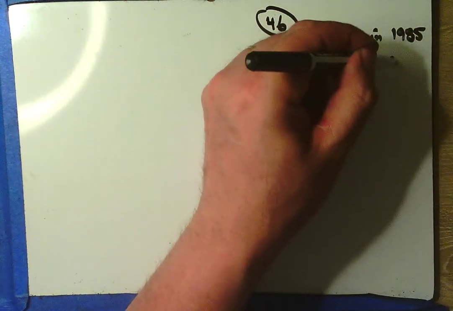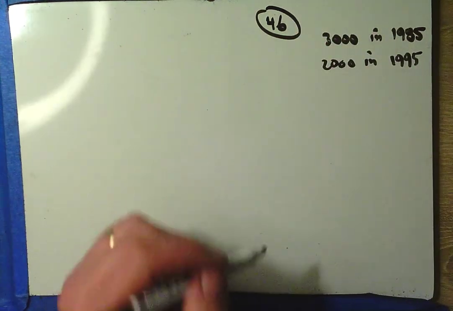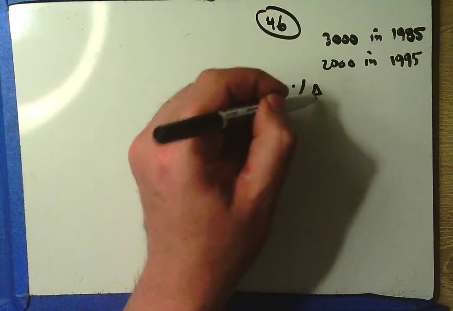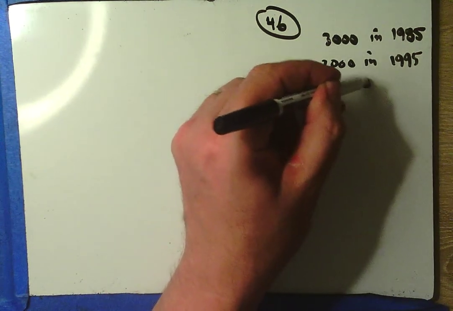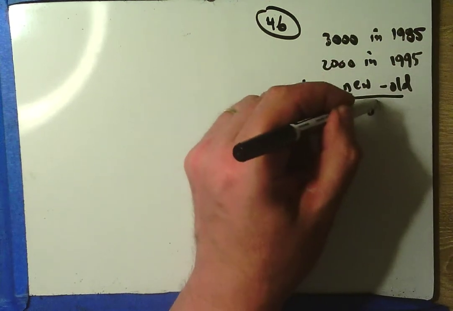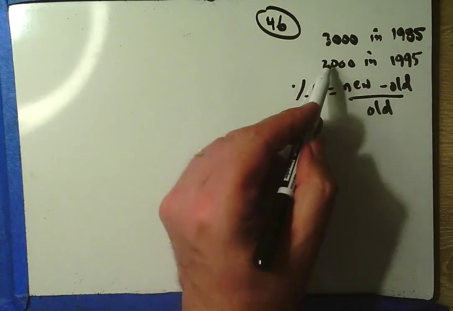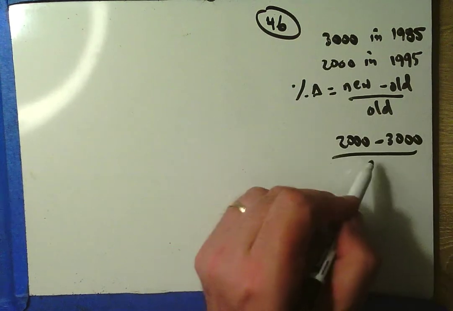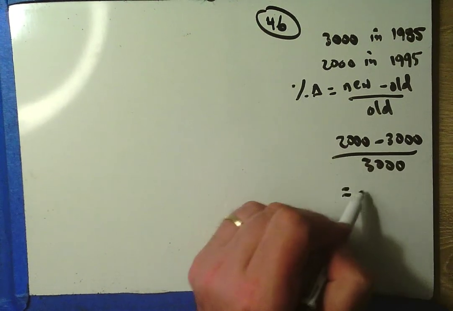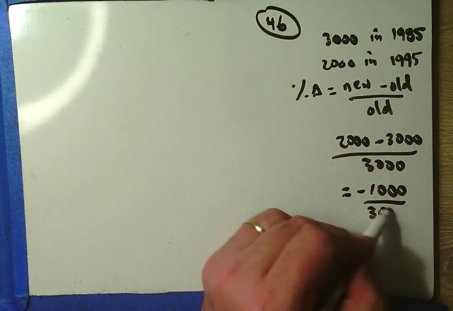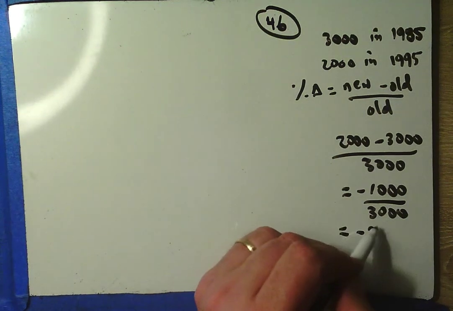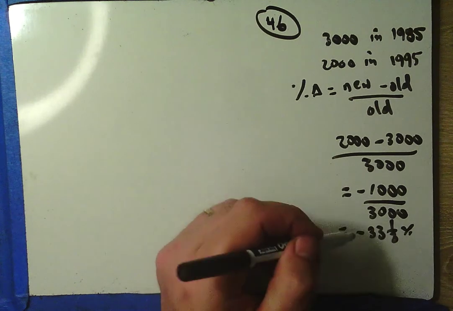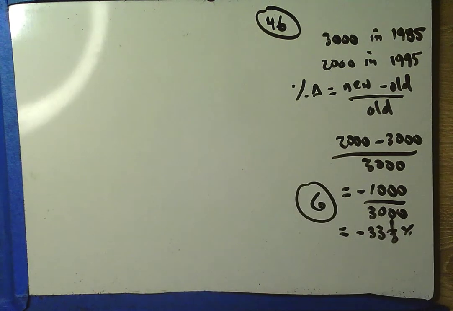2,000 in 1995. So the recipe I remember from middle school was percent change equals new minus old over old. So our new number here is 2,000, our old number 3,000 over our old number. So I get negative 1,000 over 3,000, which is negative 33.33%. And that corresponds to G. G is my answer for 46.